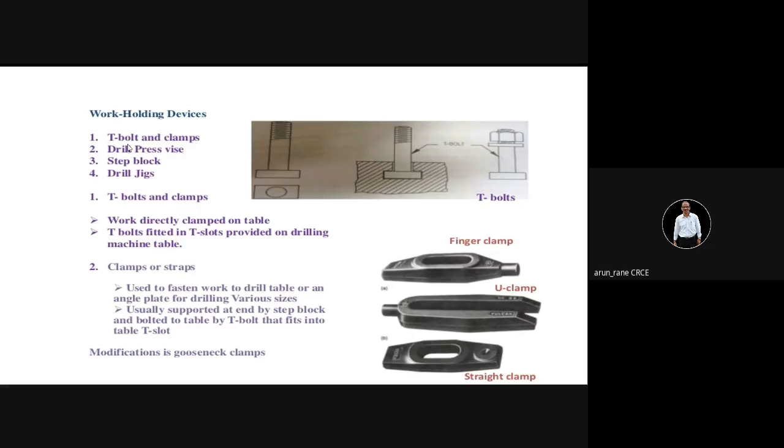That is a short note kind of question which can be asked for 5 to 7 marks. What are the work holding devices which are used on the drilling machine? So you can say T bolt and clamps, drill press vise, step blocks, and drill jig. Most important is the drill jig. Since this looks like a finger, it is called the finger clamp. This looks like a U, so it is called the U clamp. And this is a straight clamp.